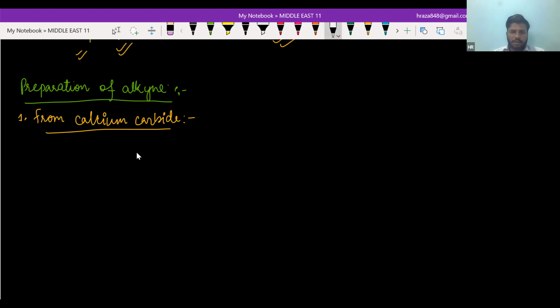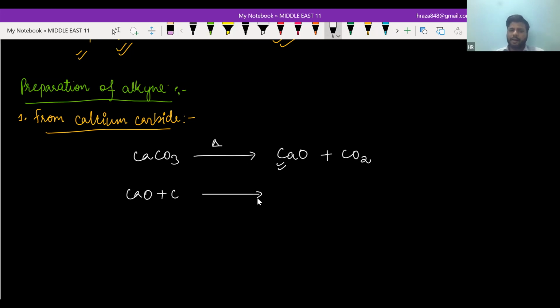So what we do is first we heat, or decompose with the help of heating, calcium carbonate. It will decompose into two parts: calcium oxide plus carbon dioxide. Is this clear? Now this calcium oxide will be treated with carbon coke, and it will give CaC2 plus CO, that is carbon monoxide. You can balance it by using 3 carbon here, and now it is balanced. And this CaC2 is basically calcium carbide.